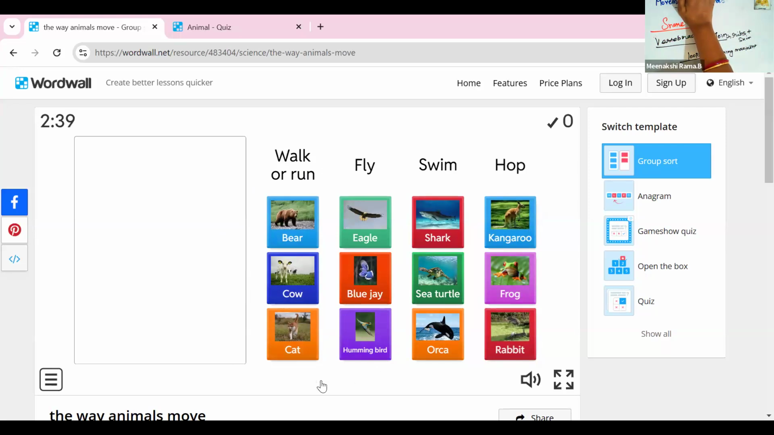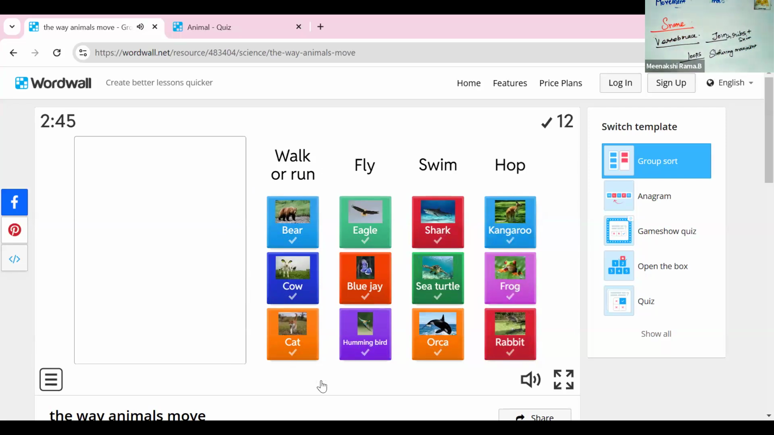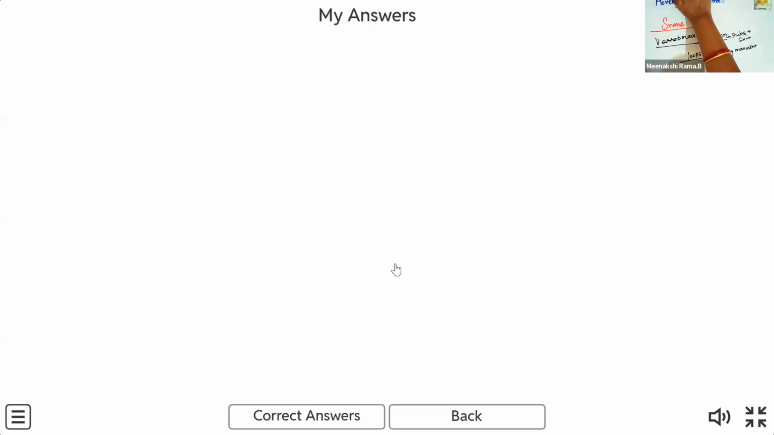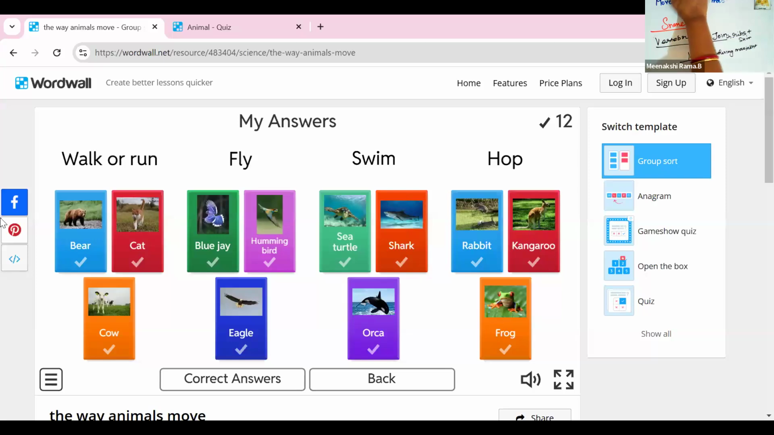So I'm going to submit the answer. So all the answers are right. Once again, please show the answer. Bear, cat, and cow, walking. And then flying means blue jay, hummingbird, and one more. Sea turtle, shark, and orca are always swimming. Rabbit, kangaroo, and one more animal, frog. So that is the hopping action.